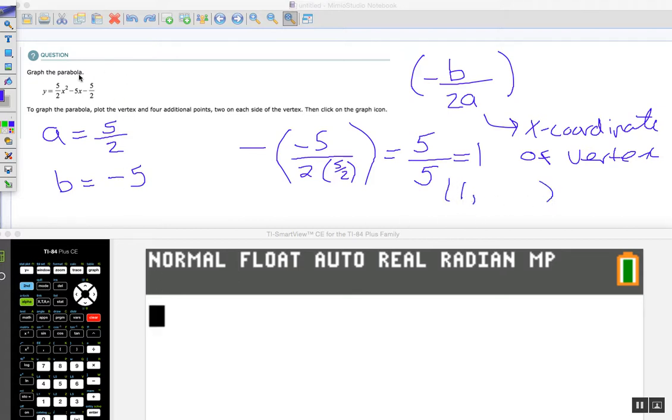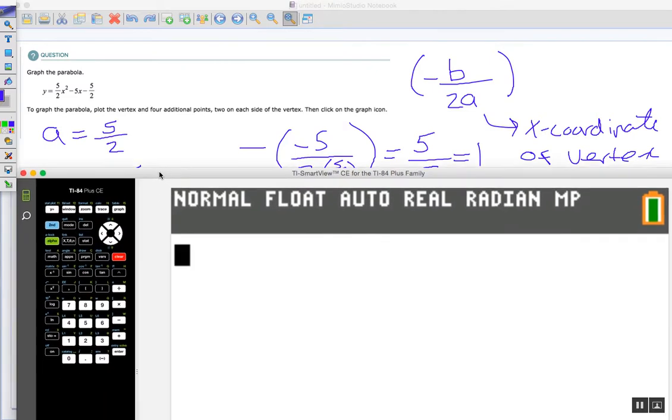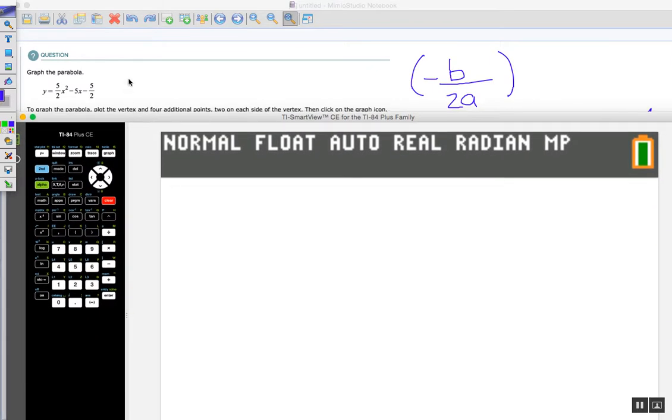To solve for the y-coordinate, we're just going to plug it right back in. So I'm going to use a TI-84 here to plug it in, but you can also just plug it in by hand. I'm just going to make life easier and type in this equation the way I see it. So 5/2 x squared, that's 2.5.